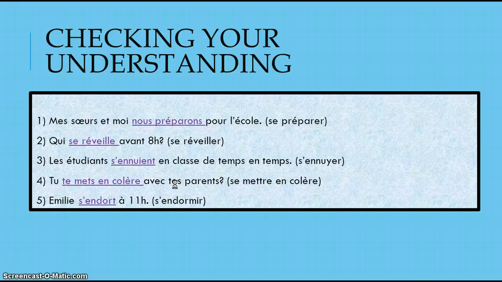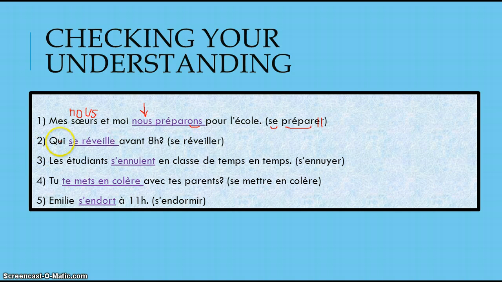Here are the answers to the checking your understanding. Mes soeurs et moi is the same thing as saying nous. N-O-U-S, nous. Okay, so we had to change this "s" to nous. Nous corresponds with nous. Where did we get préparons from? Well, préparer is a regular ER, so we dropped our ER. We were left with our stem, prépare, and then we simply added the ONS ending.